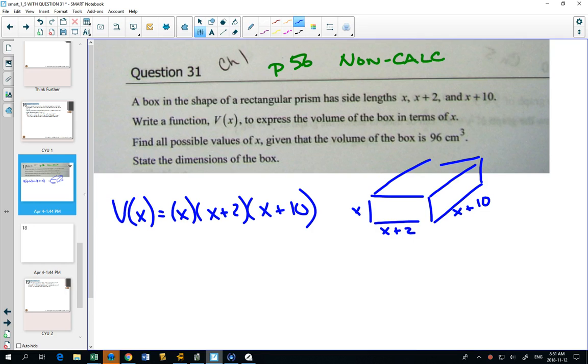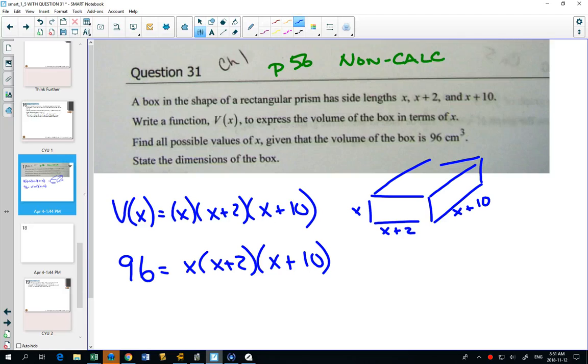This, by the way, was on the non-calculator part of the exam, which made it more problematic in some ways, which we'll find out. So there is the first mark in this question, writing out the equation. Find all possible values of x given that the volume is 96. So if you know the volume is 96, you could put in 96 in here. And then it says find all possible values of x and state the dimensions of the box.